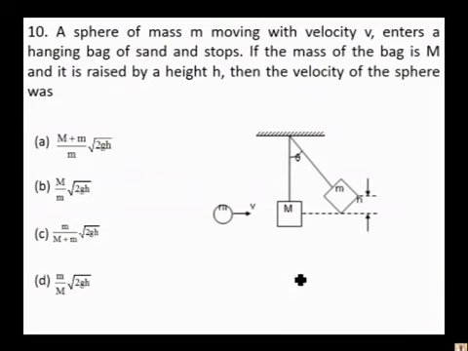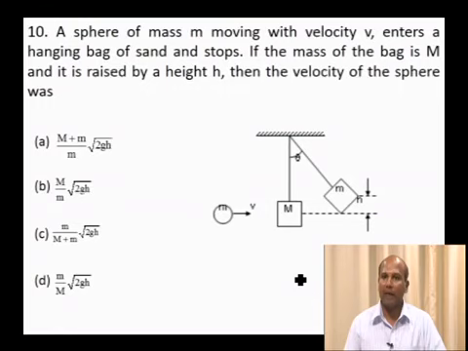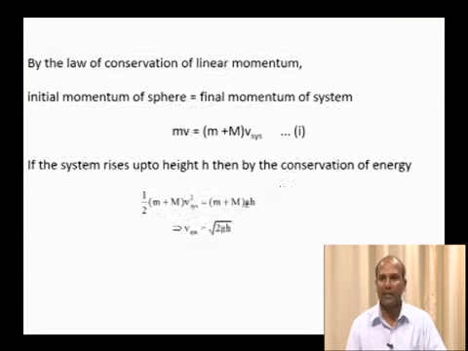A sphere of mass m moving with velocity v enters a hanging bag of sand. So you have a hanging bag of sand and you have a sphere which is thrown here of some mass with some velocity v. Then if the bag of mass m is raised to some height h, then what is the velocity of the sphere? What is this velocity is the question here. So we will actually see here.